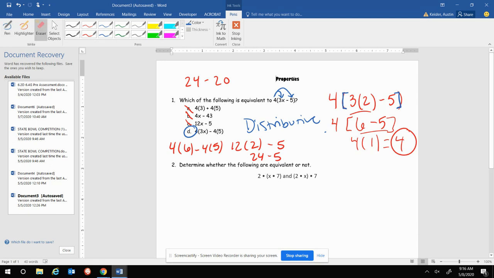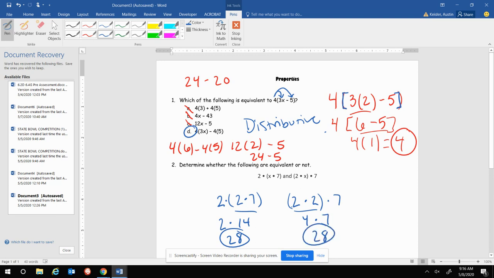All right, the second one, we're going to figure out whether these two are equivalent or not. So we're going to do the same strategy that we were just doing. We're just going to plug in a 2 for our variable. So here I'm going to do parentheses first. 2 times 7 is 14. And 2 times 14 is 28. And then here I'm going to do this parentheses first. 2 times 2 is 4, and 4 times 7 is also 28. So those are equivalent.